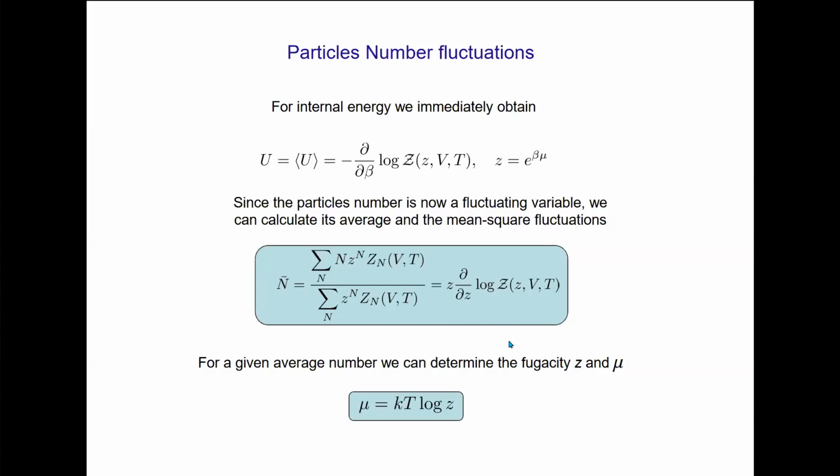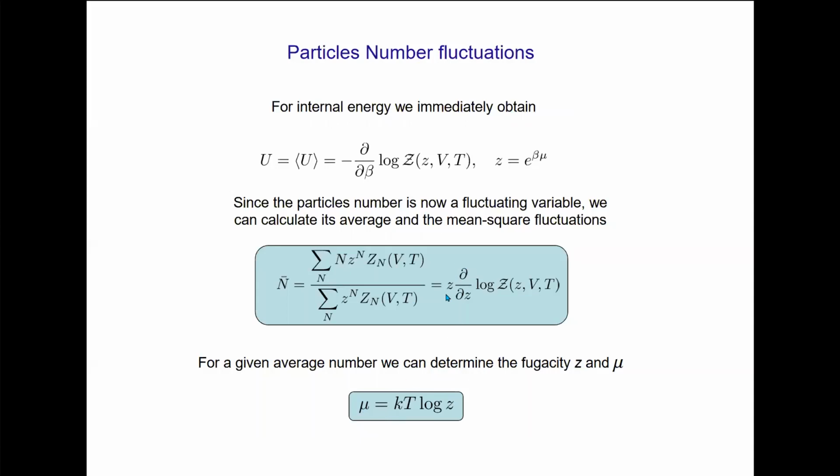And now let's remember that z is exponential of βμ. β is 1 over kT, so we can express μ as equal to kT log z.